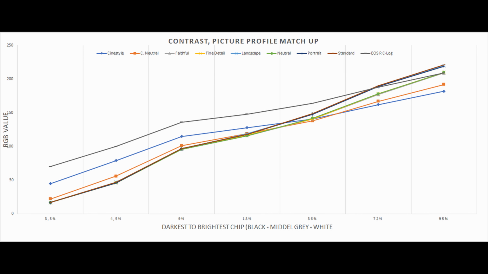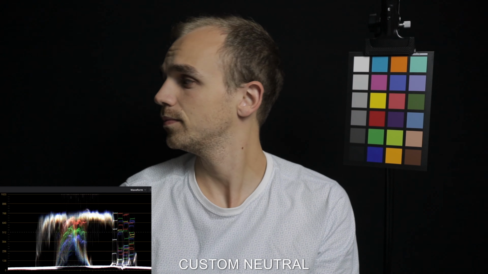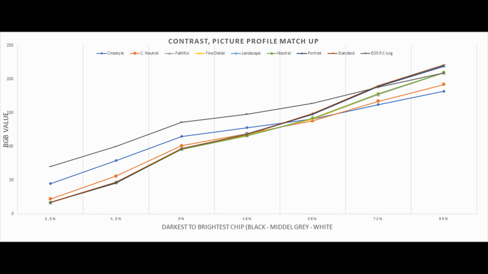If we look at the custom neutral profile, which is at -4 in contrast, we'll see a small improvement in the dynamic range, as the darks get brighter and the highlights get darker. In other words, the curve is more flat. So this indicates that all picture profiles will benefit from a decrease in contrast if you want to achieve more dynamic range in your video.